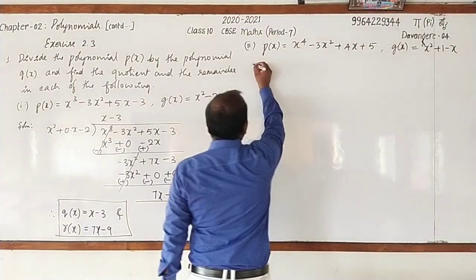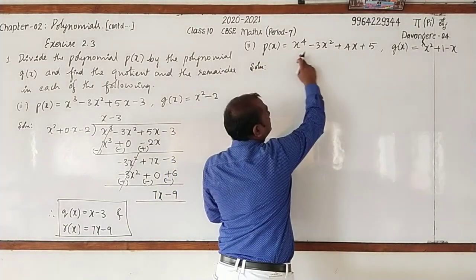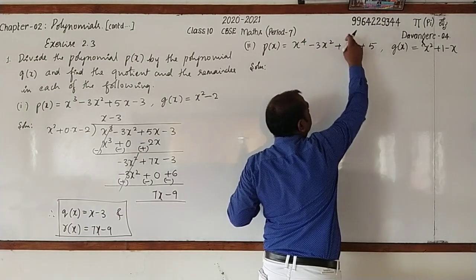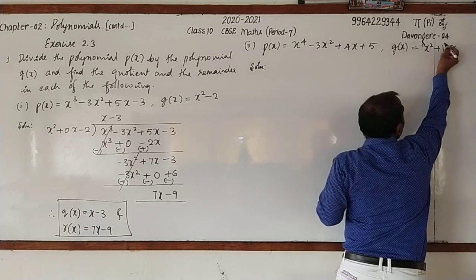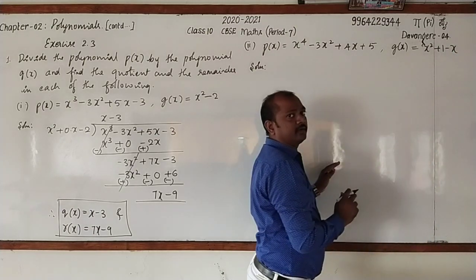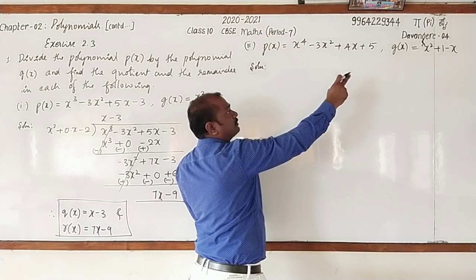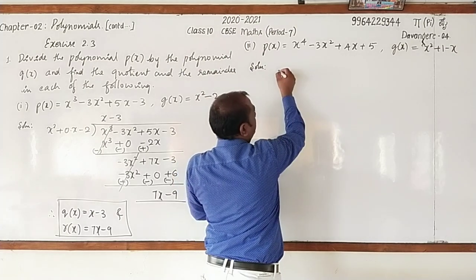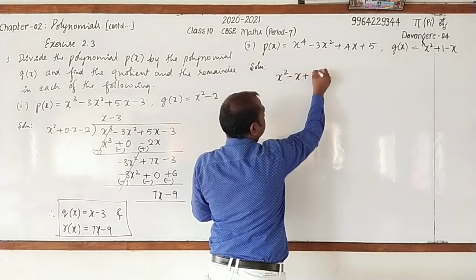Observe whether they are in standard form. No doubt, the dividend is in standard form because powers are in decreasing order. Here the powers are 1, 0, here 2, 0, 1. They are not in order. Hence, the divisor x square plus 1 minus x can be written in standard form as x square minus x plus 1.